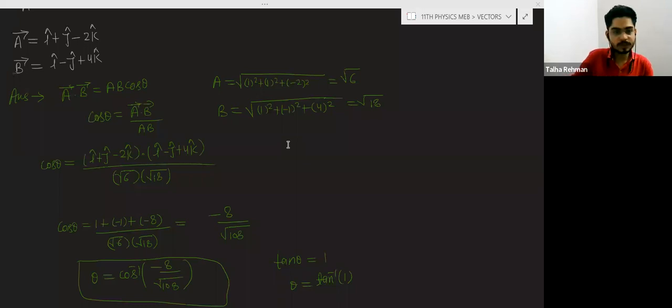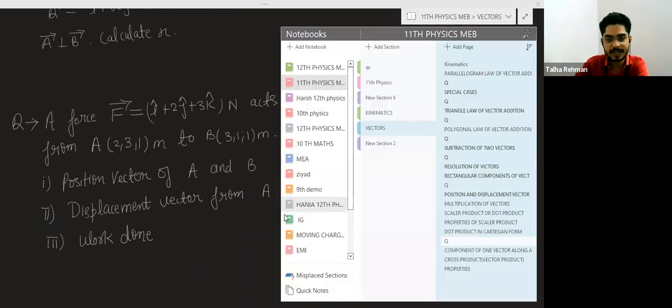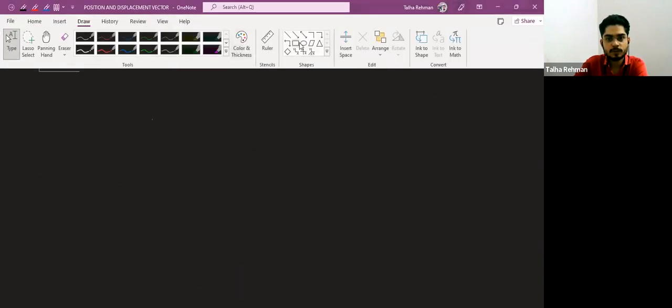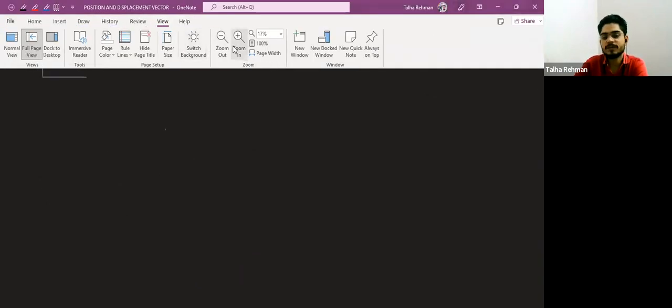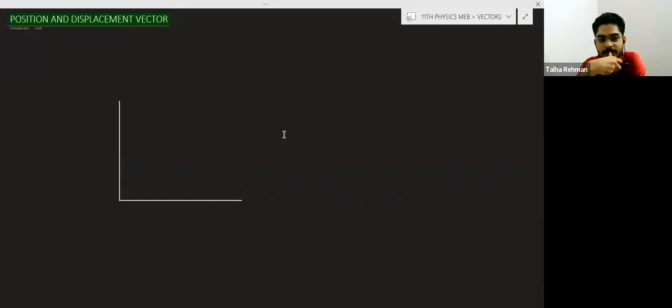So we will solve this question. Before solving this question, you should know what the position vector is and what the displacement vector is. First, I will explain, then we are able to solve this question. So, position and displacement vector. What is the meaning of position? Location. Position is location, and displacement is the shortest distance.